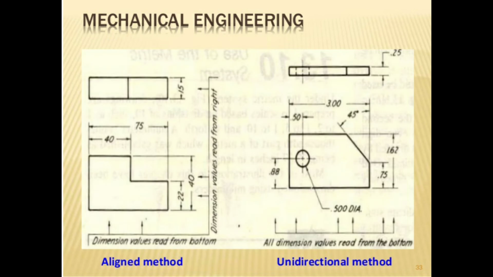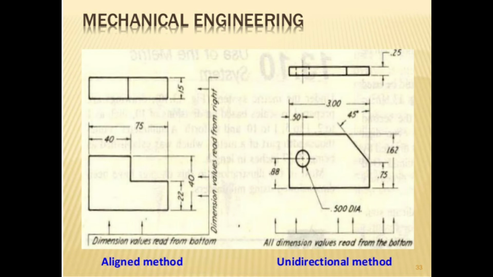Okay, and then this is the method of dimensioning. There are two methods of dimensioning: aligned method and unidirectional method. In the aligned method, we give the dimension in aligned form with the diagram.